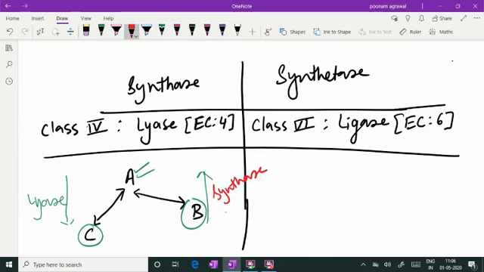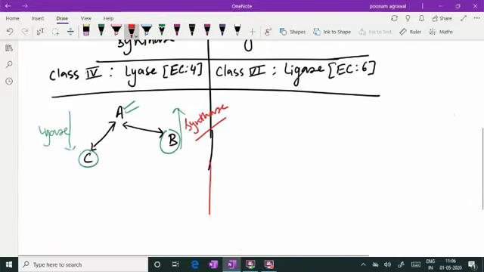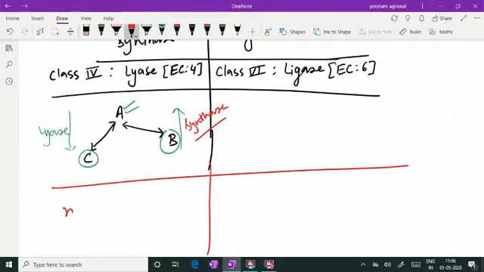So synthase enzyme is condensing two compounds together without the need of any source of energy. You write down that no need of energy is there for condensation by synthase enzyme. No need of energy. Generally, nucleotides provide the energy like ATP, GTP. Such things are not required here.